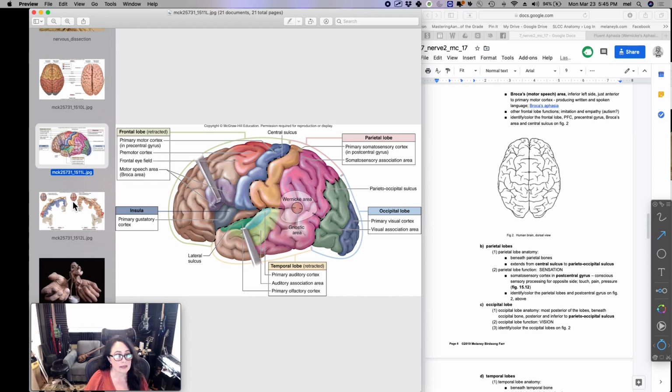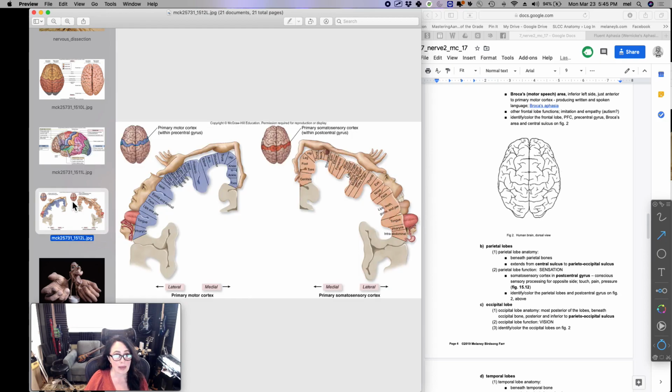And likewise, they have mapped, so look where we are right now. This is anterior, this is posterior. This is the primary motor cortex within the precentral gyrus, right? And we mapped that before. And that basically says that this side of your brain, the right side of your brain, controls the left hand.